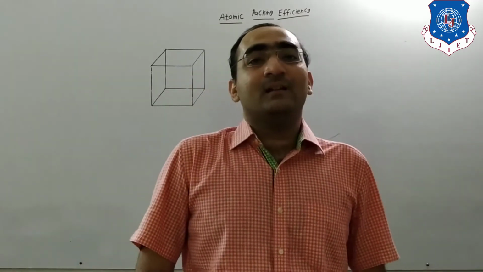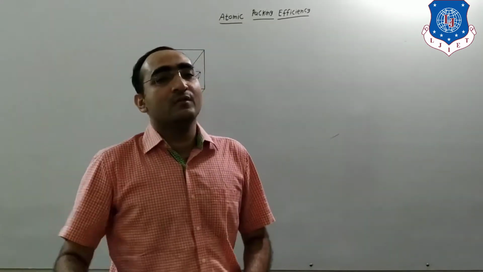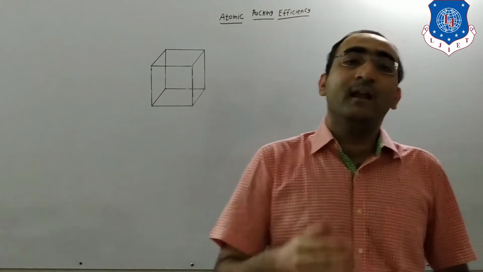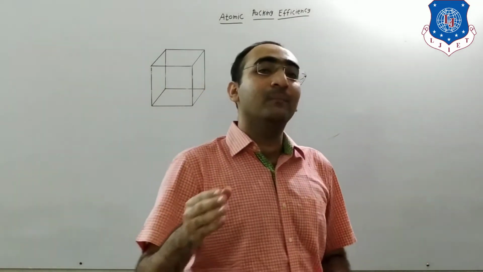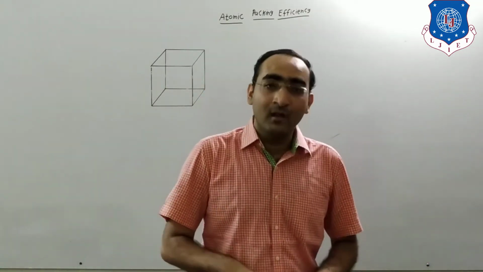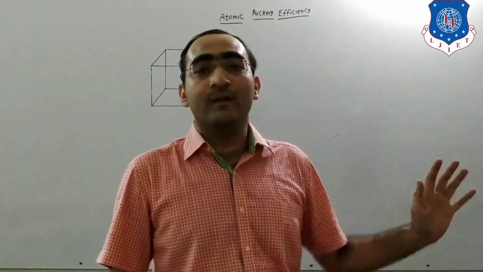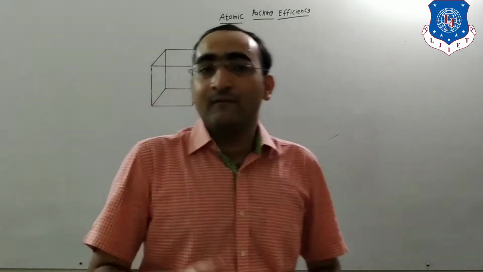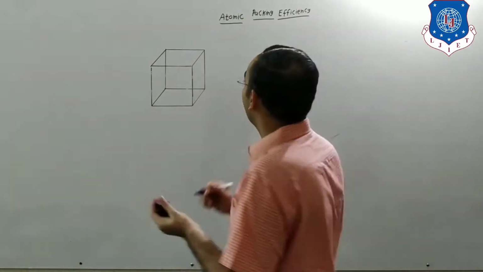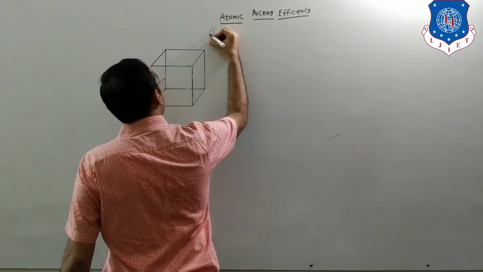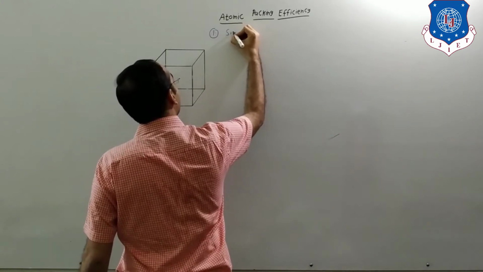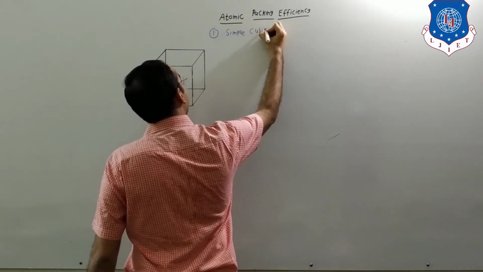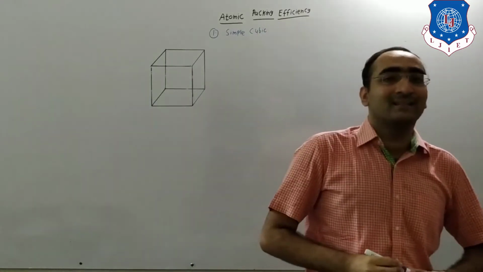Now, in the last lecture we have studied different types of unit cell. Then I also told you that we will be finding out the radius and atomic packing efficiency. In today's lecture we will be finding the packing efficiency for two unit cells. The first one is the simple cubic cell.